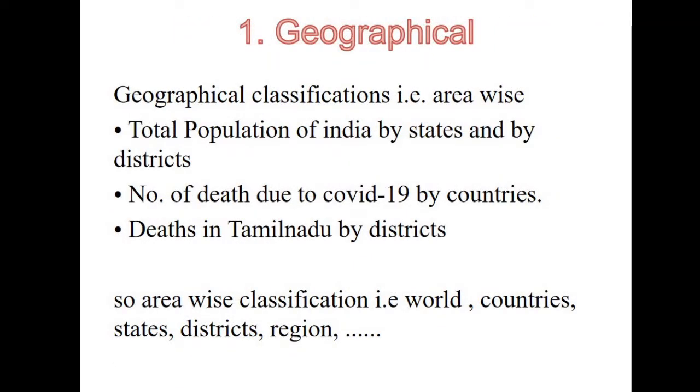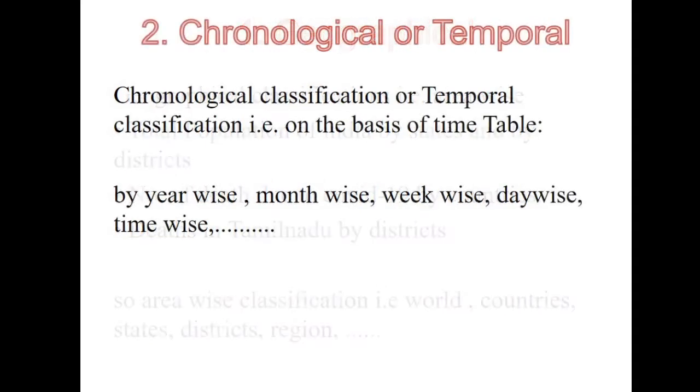What is geographical classification? It is just an area wise classification. For example, total population of India by states and by districts, number of deaths due to COVID-19 by countries, deaths in Tamil Nadu by districts. So, area wise classification: countries by states, by districts, by regions, etc. are called geographical classification.